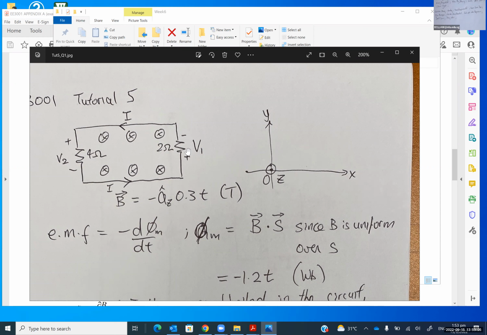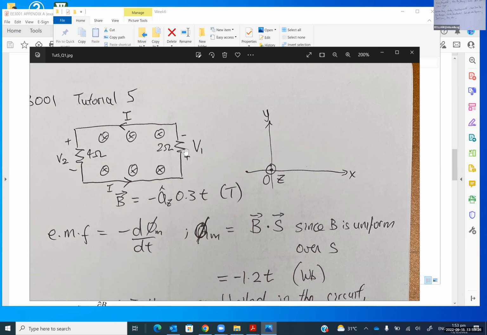Potential divider rule or Ohm's law? Ohm's law, right? V equals IR. Notice whenever you measure voltage using a voltmeter, there's a positive terminal and a negative terminal, so this is labeled that way. You want the positive terminal on this side, the negative terminal on that side.